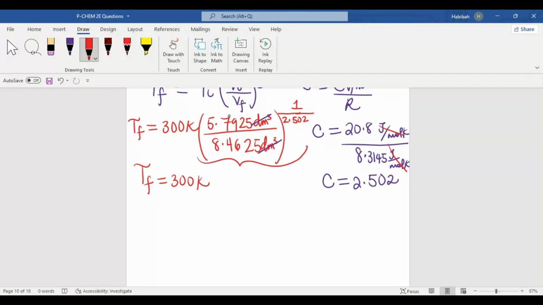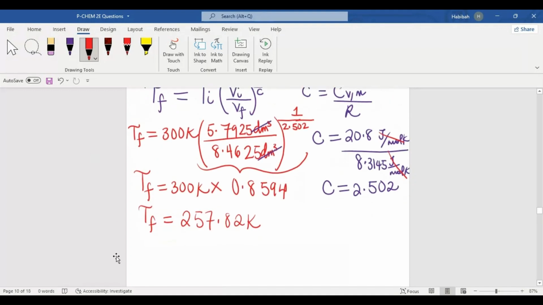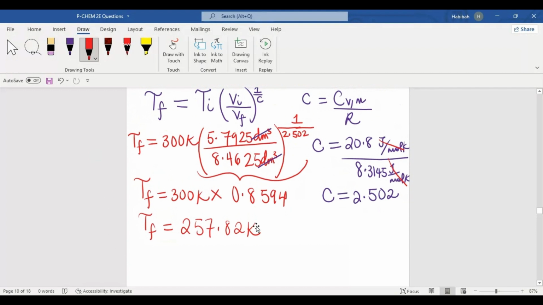So we're going to put 5.7925 divided by 8.4625. All of that information raised to the power of 1 over 2.502. And when we do that, we end up getting times 0.8594. So the T final is going to be 300 kelvins times 0.8594. You're going to end up getting 257.82 kelvins.